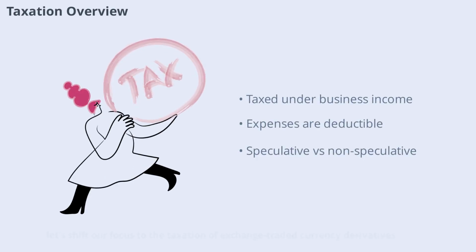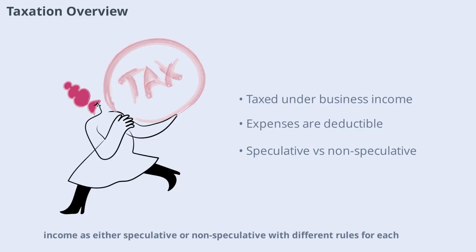Now let's shift our focus to the taxation of exchange-traded currency derivatives. Gains or losses from trading these derivatives are taxed under the head Profits and Gains from Business or Profession, PGBP. Administrative expenses related to trading are deductible. The Income Tax Act classifies business income as either speculative or non-speculative, with different rules for each. Understanding these distinctions is crucial for accurate tax reporting.